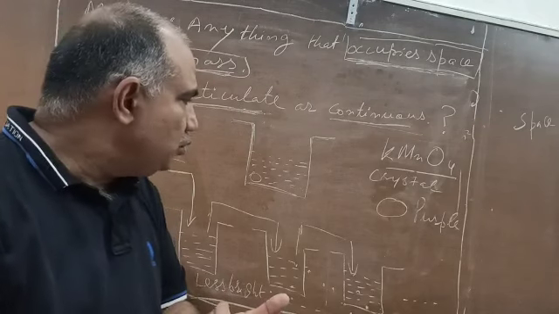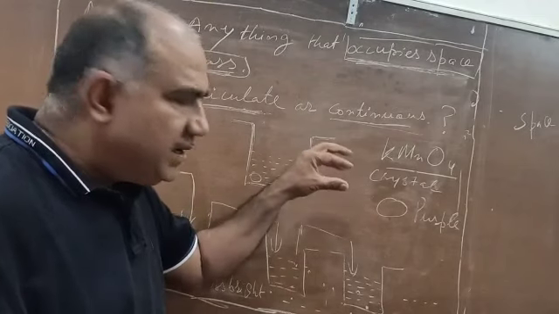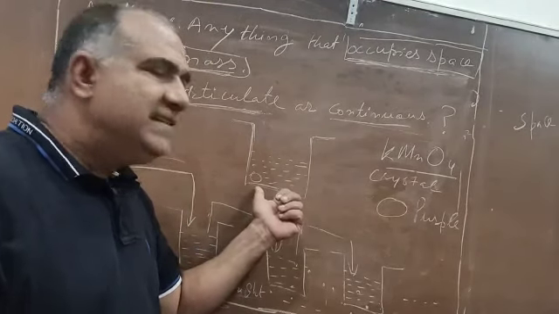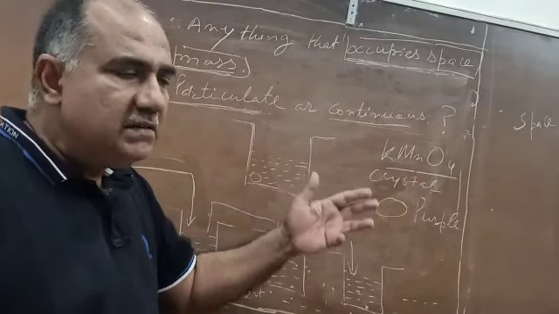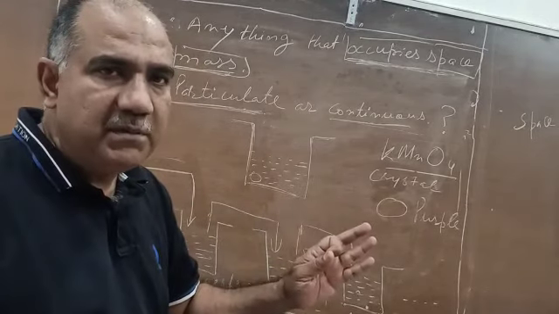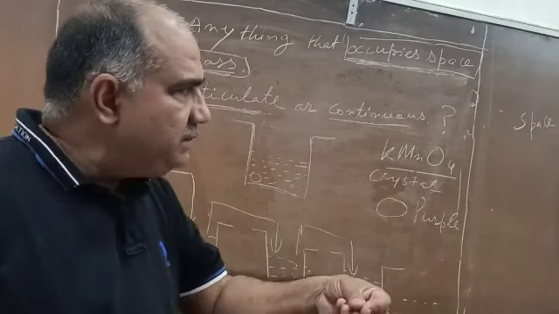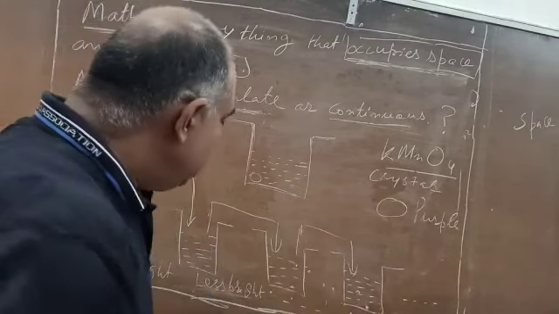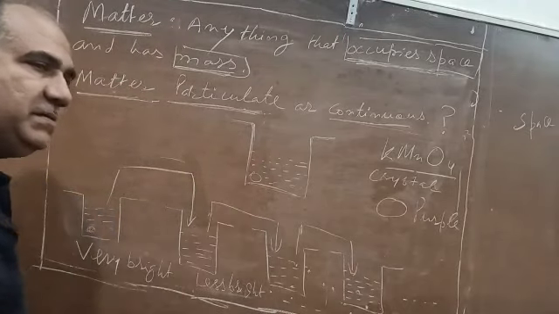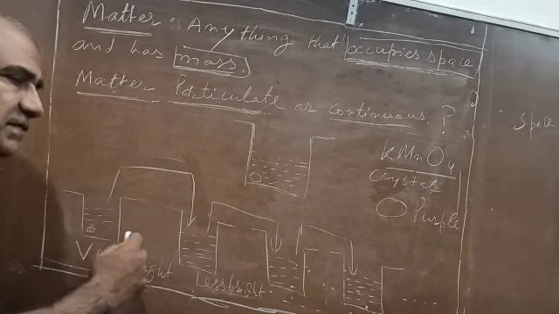So two things that we could prove about the potassium permanganate crystal. One is that it is made up of small particles. Another is that the particles of water as well as those of potassium permanganate are continuously moving. Now the next point we want to bring home is that matter is made up of particles, and the second thing we want to prove is that these particles are very small.